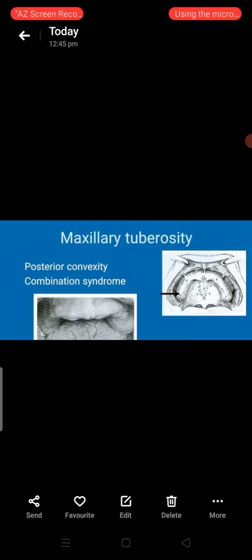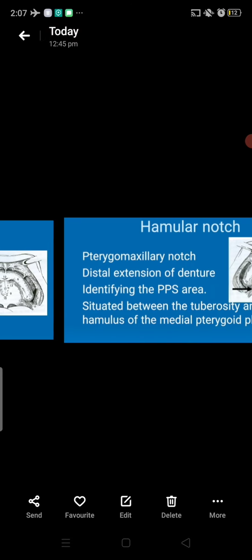Now come to the maxillary tuberosity, which is the primary stress bearing area in the maxilla. In combination syndrome, in the maxillary tuberosity area, there is an overgrowth, an overproduction of soft tissue. This is the maxillary tuberosity.